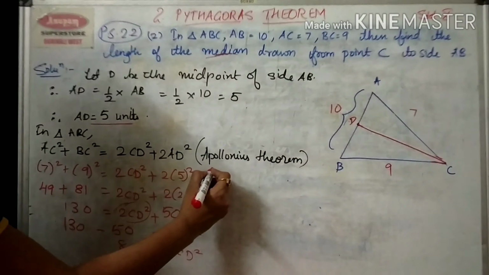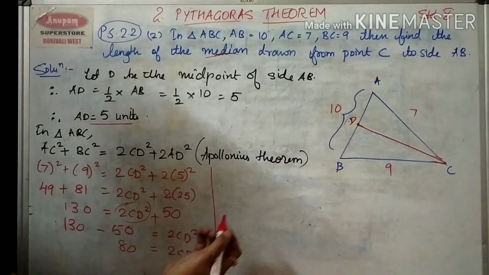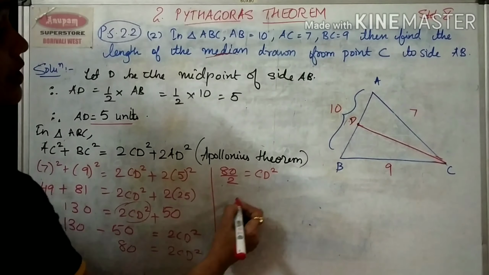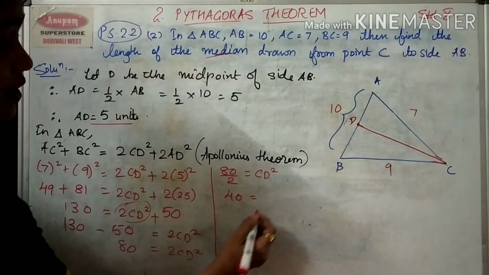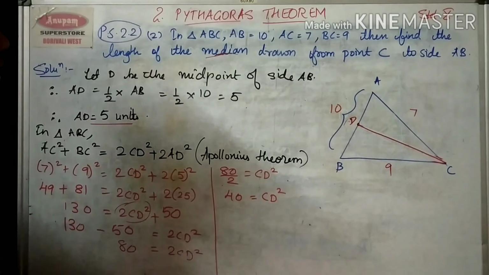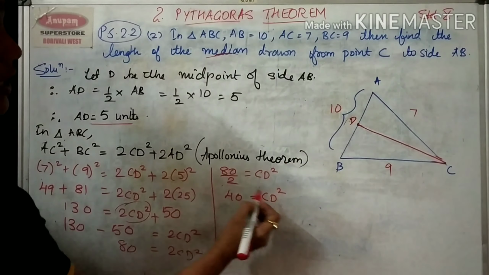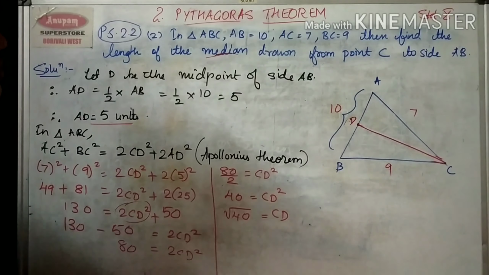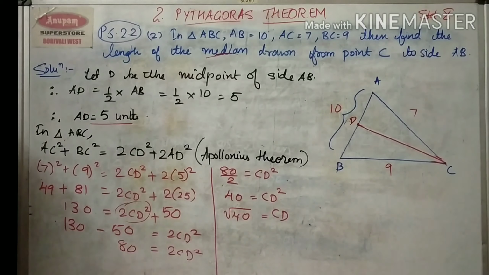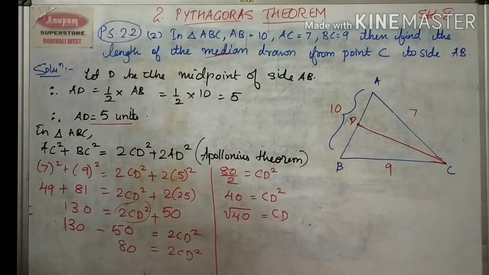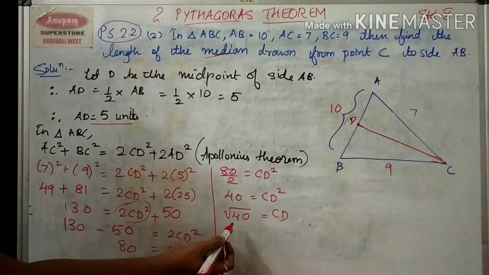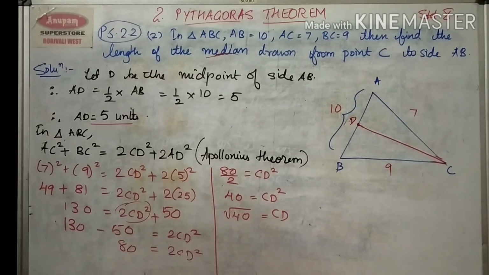Now let me solve here. 80 upon 2 will be CD square. So this gives me 40 is equal to CD square. Now, I want to find only CD, so I need to take the square root of 40. Let us find the square root of 40. See children, those who can do it directly, we will write the square root of 40 as 4 into 10.